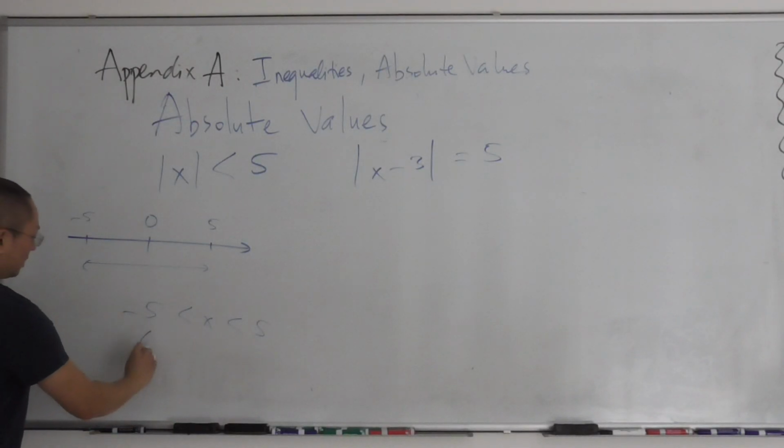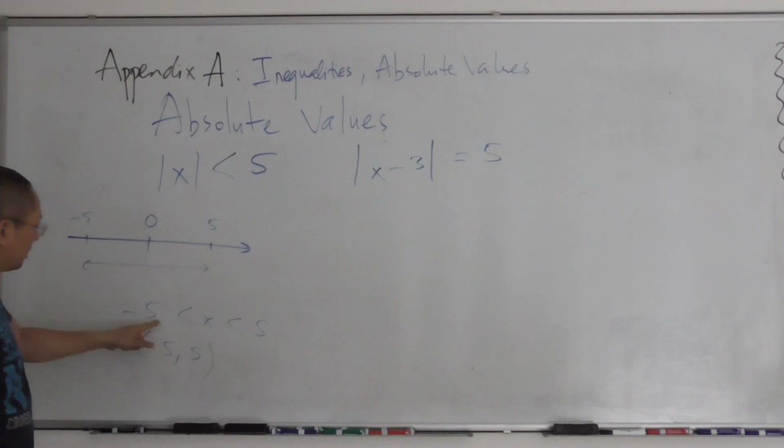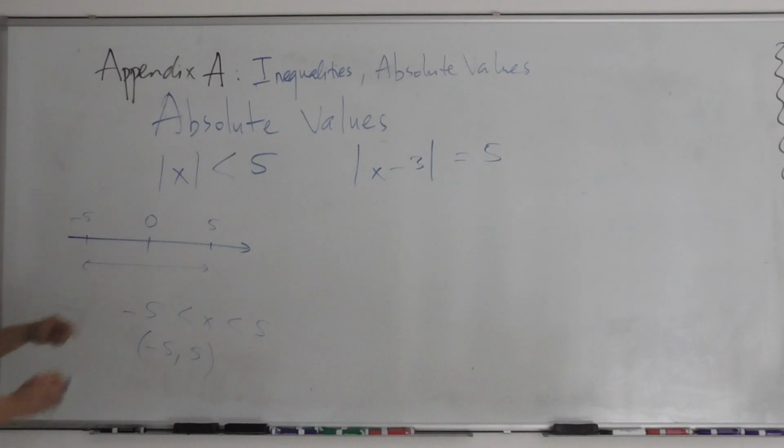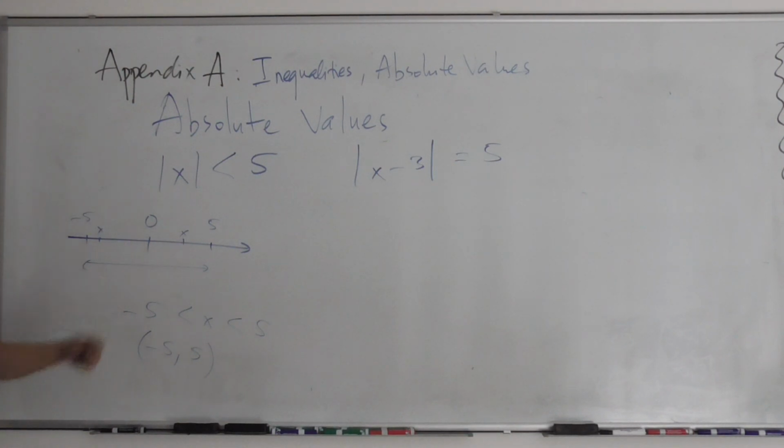For the interval notation, it is going to be this. And of course, if I put less than or equal to, then it's going to be square brackets. Okay? x could be anywhere in here. Then the distance from x to the origin is going to be less than 5.